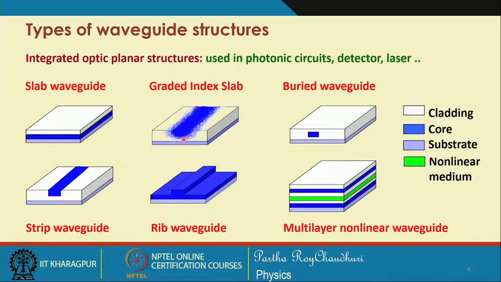For example, titanium diffused integrated optic waveguides. There are several examples depending on the type of fabrication, where the profile is linear, exponential, it could be a complex varying function as well.